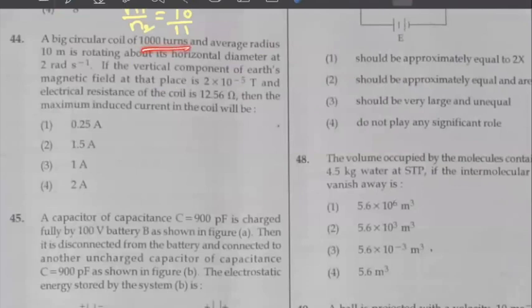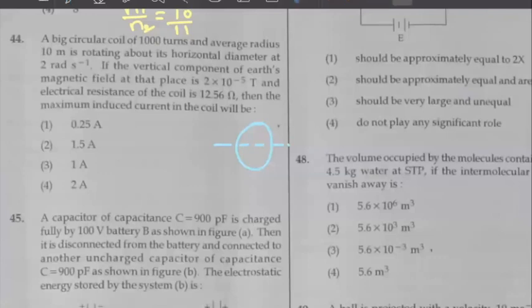1000 turns. The number of turns is given to us. Average radius is given, it is rotating about its horizontal diameter. Okay, so the coil is rotating about the horizontal diameter like this, at 2 radians per second, so omega is given to us. N is given, radius is given, omega is given. Vertical component of Earth's magnetic field at that place, so BV is given. Electrical resistance of the coil is given. Maximum induced current in the coil will be how much?